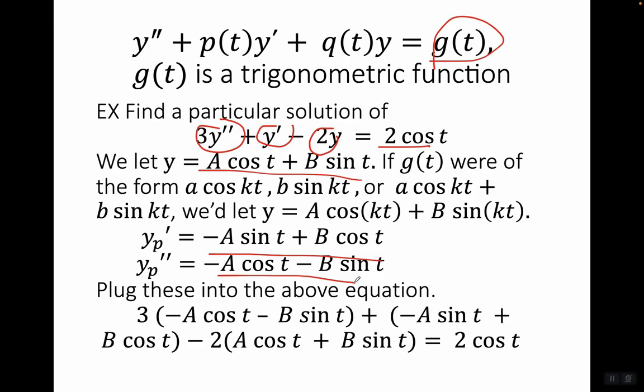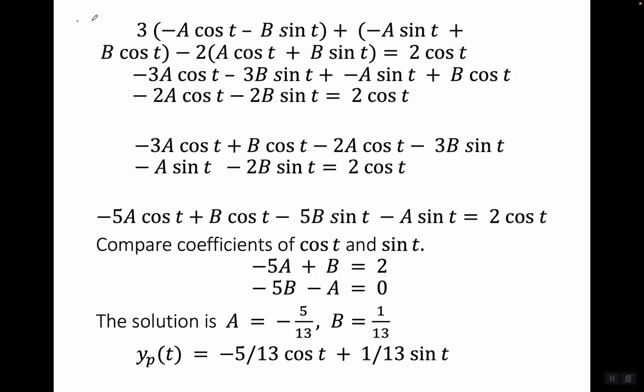We get 3y'', in other words 3 times (-a cos t - b sin t), plus y', in other words (-a sin t + b cos t), minus 2y, in other words minus 2 times (a cos t + b sin t), equals 2 cos t. So again, here's the equation we were looking at on the previous page. Let's distribute. We get -3a cos t - 3b sin t + (-a sin t) + b cos t - 2a cos t - 2b sin t = 2 cos t.